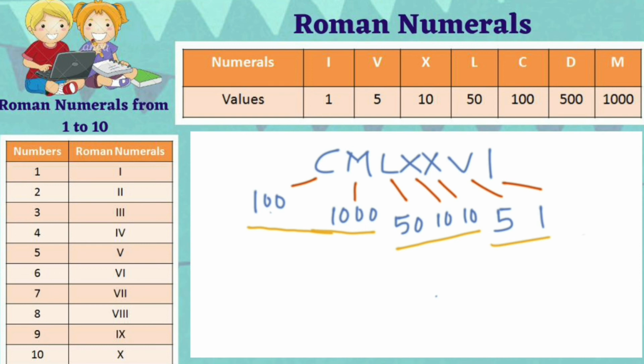Now coming back to 100 and 1000. Remember rule number 3, which was talking about subtraction. If a smaller number is to the left of the bigger number, then you are supposed to do the subtraction. Now what is 1000 minus 100, kids? Very good, it is 900. I'll put a plus sign and keep it ready.